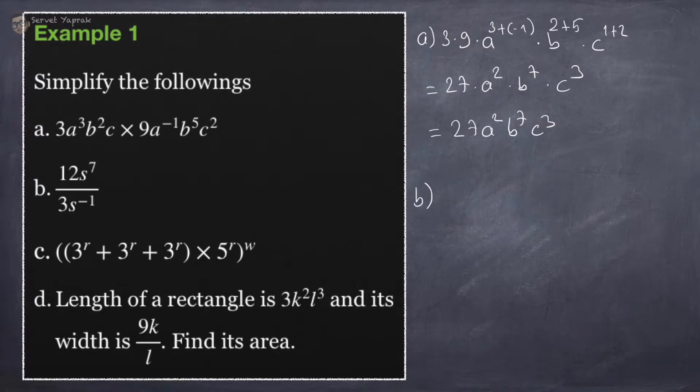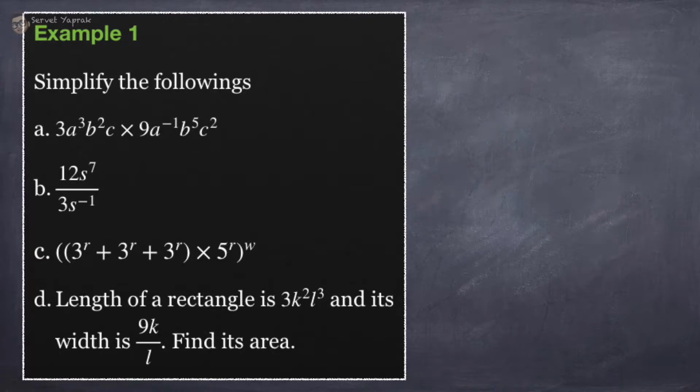Part B, we will divide constant terms by each other. Also, we will subtract the powers of the base s. So 12 over 3 times s to the power of 7 minus -1. We have two negatives here, and it will be equal to 4 times s to the power of 7 plus 1, and the result will be 4s to the power of 8.